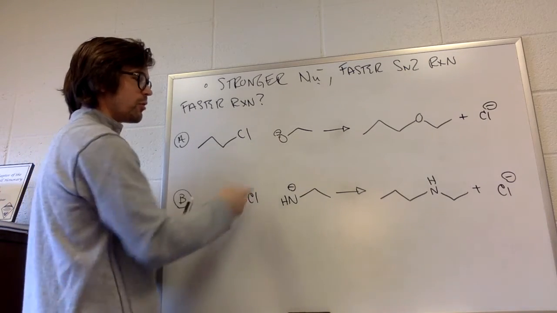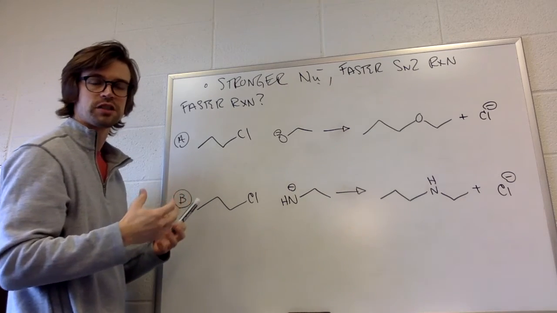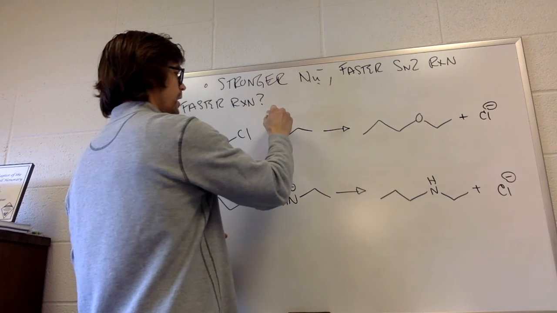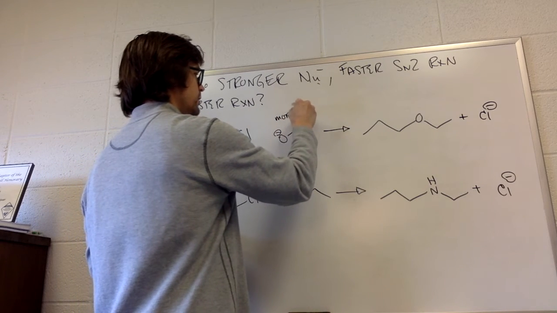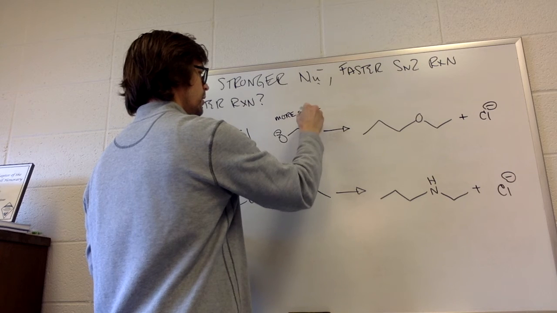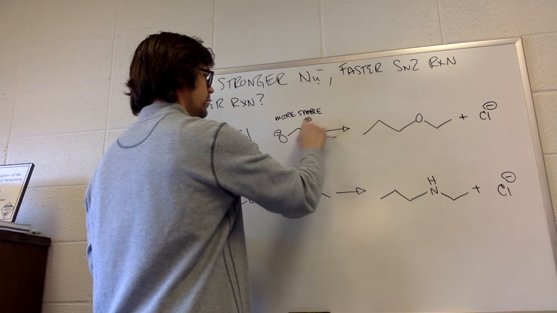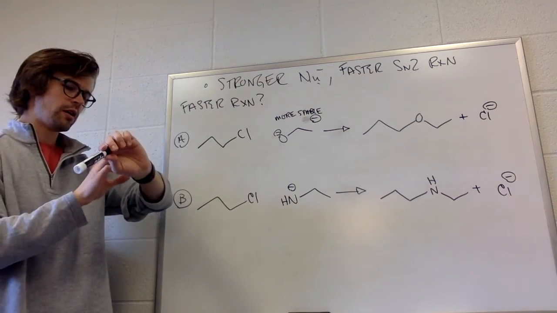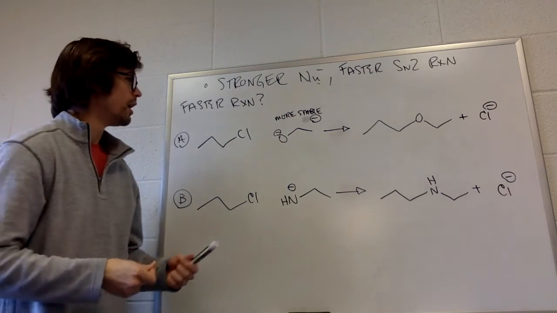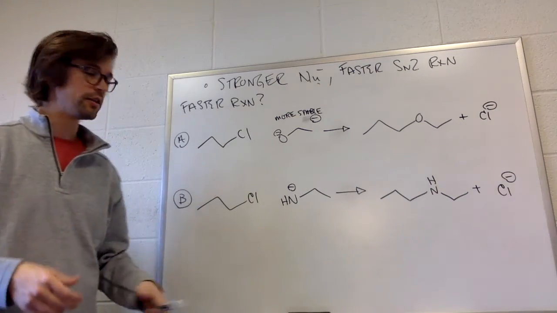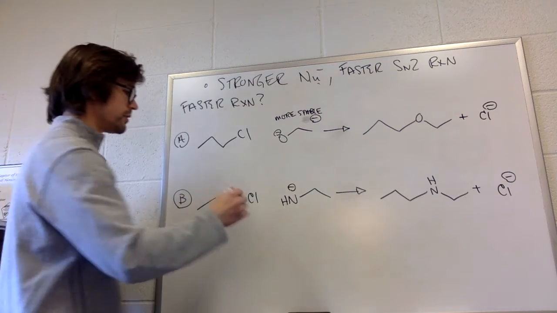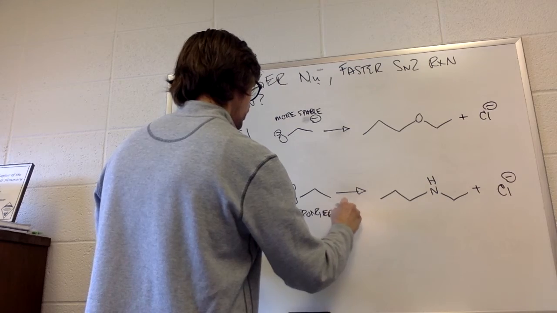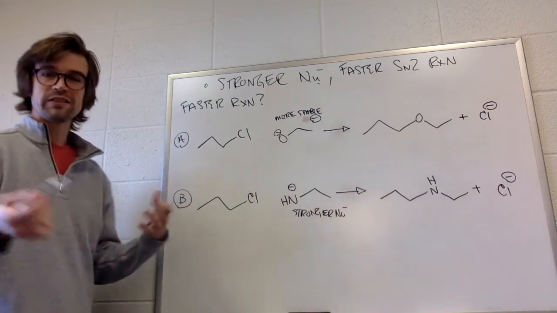This is the more stable negative charge because it's on oxygen, a more electronegative element. So that being said, more stable means less reactive. This is the stronger nucleophile. So there are a lot of ways of going about these.